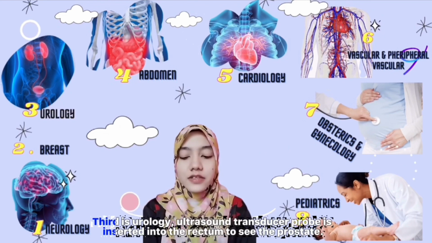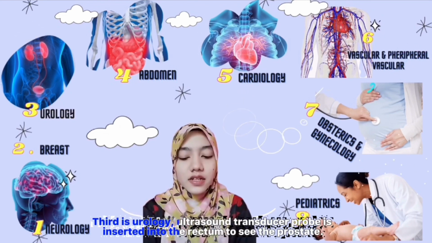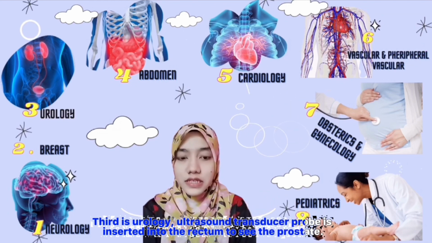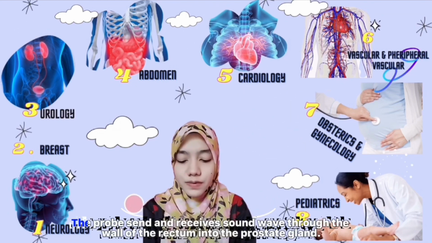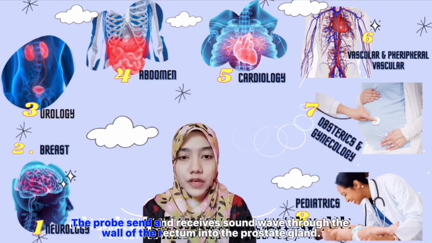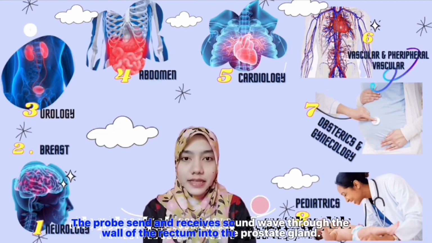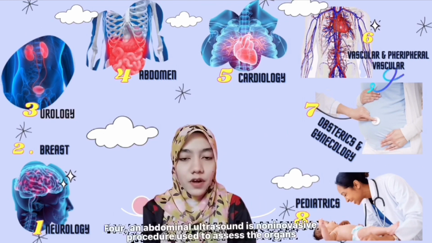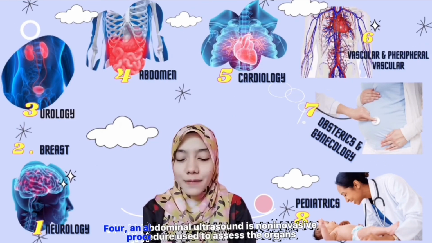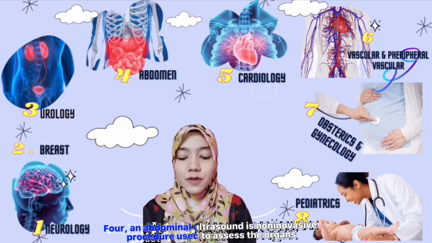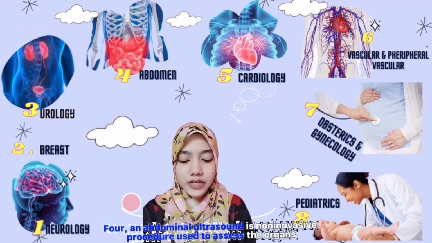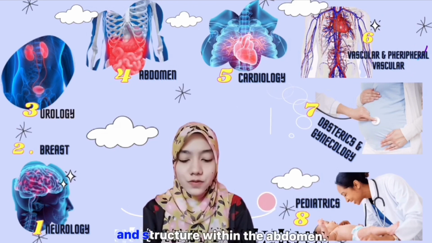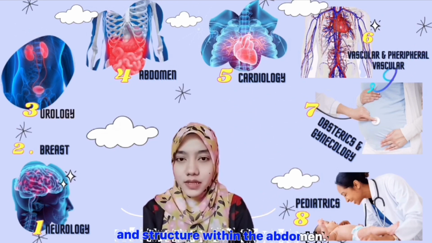The third is urology. An ultrasound transducer probe is inserted into the rectum to see the prostate. The probe sends and receives sound waves through the wall of the rectum and into the prostate gland. Number 4 is abdominal. An abdominal ultrasound is a non-ionizing procedure used to assess the organs and structures within the abdomen.